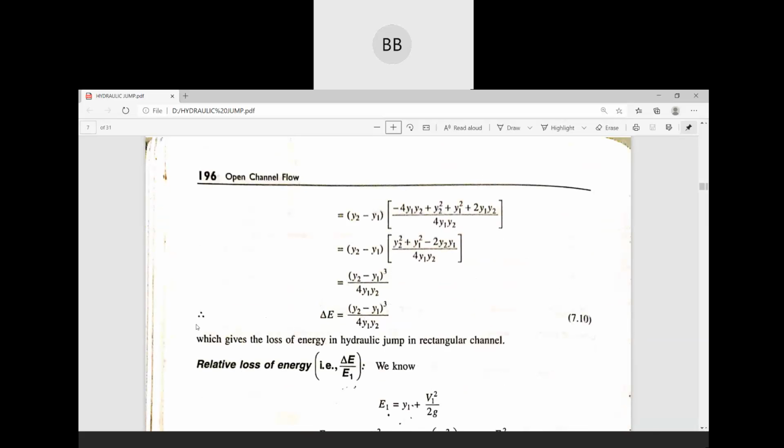So you can write that the above equation is the loss of energy in a hydraulic jump in a rectangular channel. Whatever we have derived, this is only for the rectangular channel.